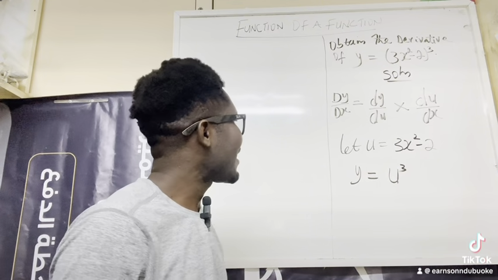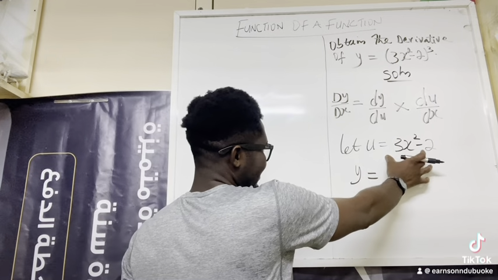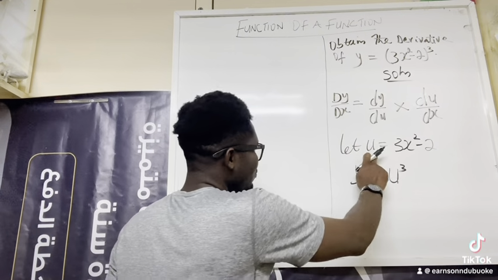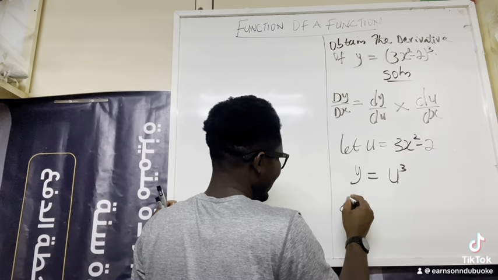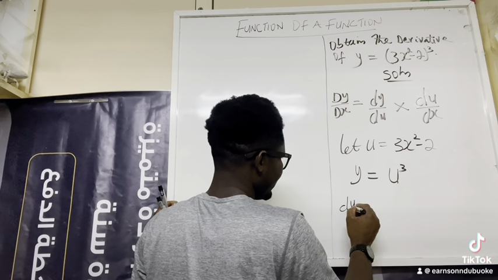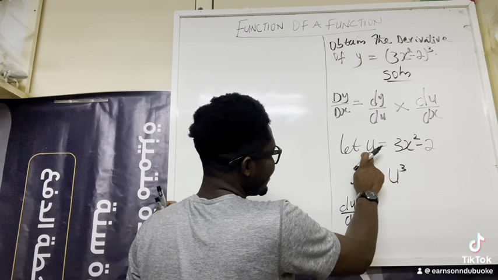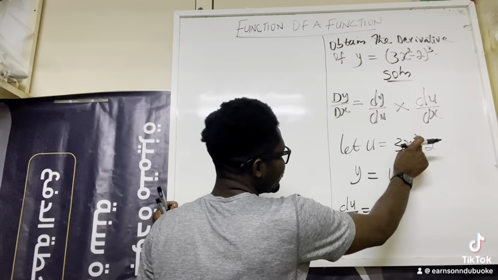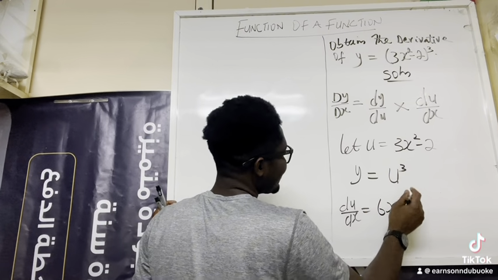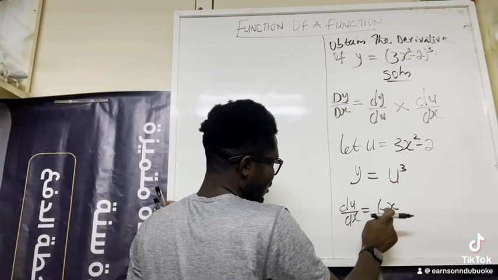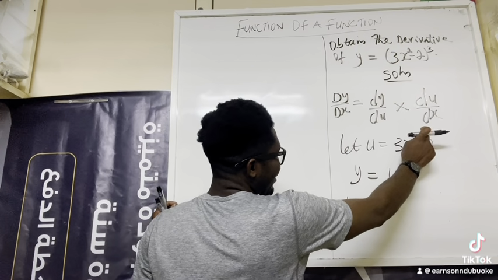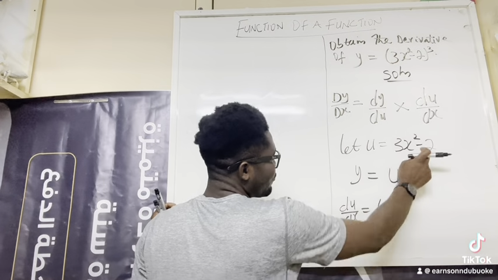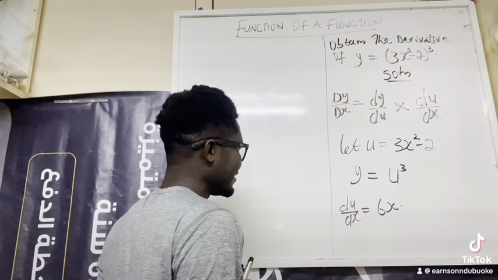So what you need to do again now is you start differentiating using the general formula. To differentiate u with respect to x, you now say, okay, du over dx, because I'm differentiating u with respect to x, is equal to, if you differentiate 3x squared, it will give you 6x, because 2 multiplied by 3 gives 6, and x raised to the power of 2 minus 1 is x. And when you differentiate a constant, you have 0, so there is no need of writing the 0 here.